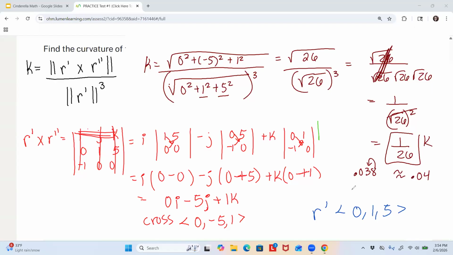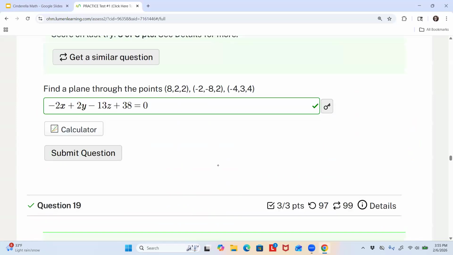That's a pain, for sure. That was 17. Ugh, the next one's a pain too. And again, I can't even explain really what we're doing on this next one. I can do the math, but I don't know why.